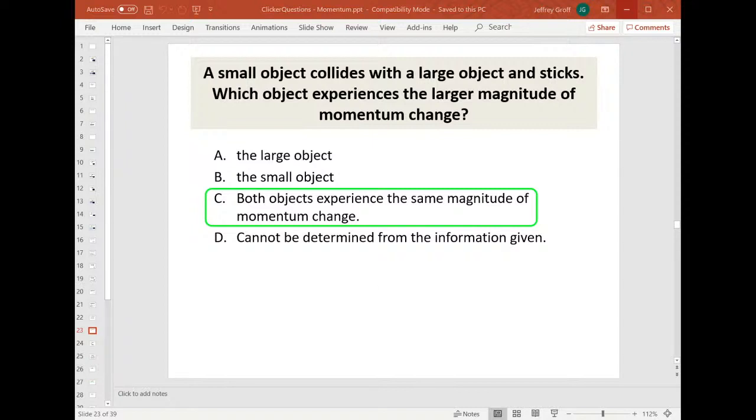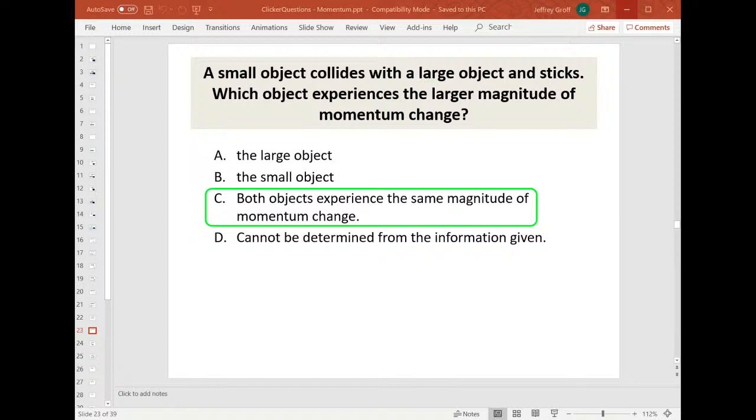I'm sorry. A small object collides with a large object and sticks. Which object experiences a larger magnitude of momentum change? It doesn't matter what that first sentence says. It could say a small object collides with a large object and bounces, a small object collides with another small object and sticks, or two large objects collide with one another and bounce off partially. It doesn't matter what it says.